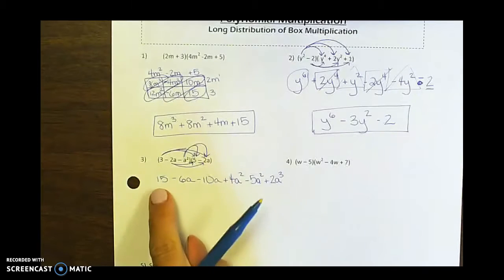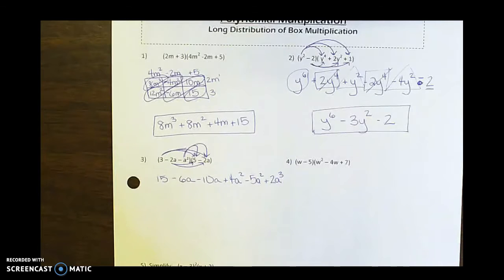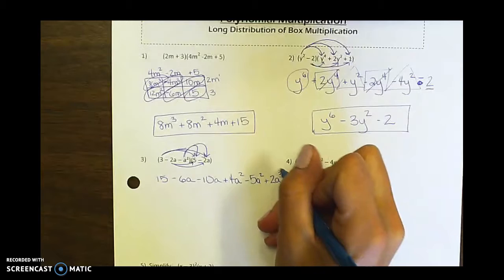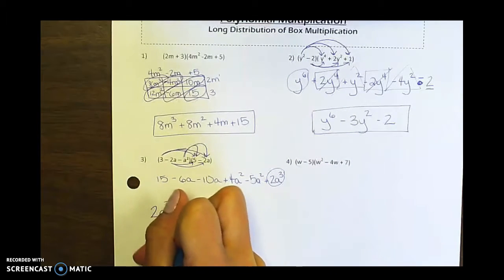Okay, so if we take a look here, I did my long distribution to get my terms. Now we have to finish by writing it in standard notation. So I start with my highest power. My highest power here is a to the third, and there's only one of them. So I write 2a to the third.